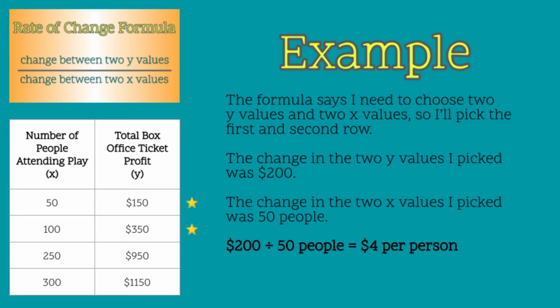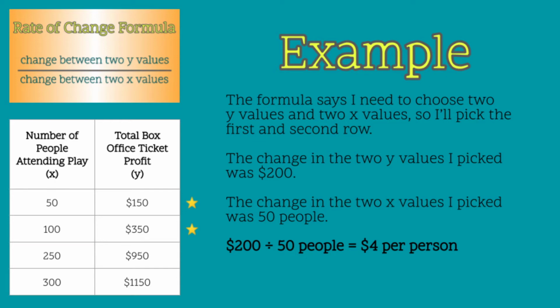The change between those two y values, $150 and $350, the change between those values is $200. Remember, to find change, you would just subtract them, right? $350 minus $150 is $200. So the numerator in this formula is going to be 200.